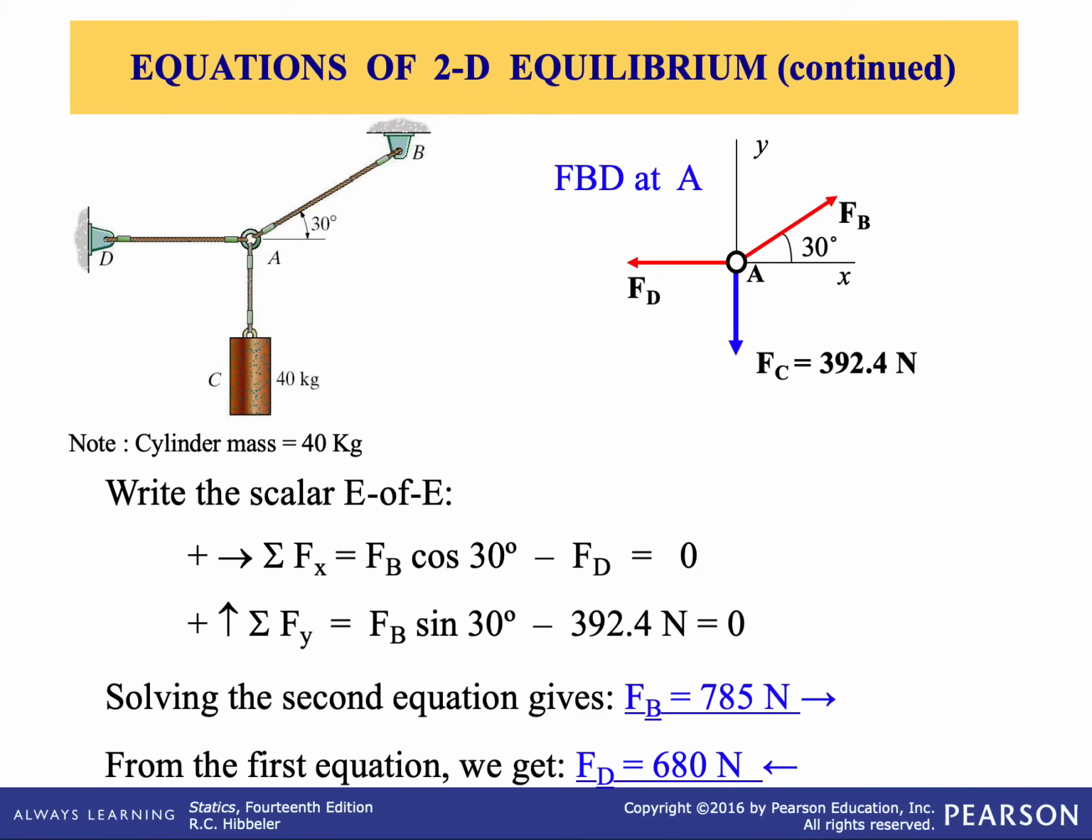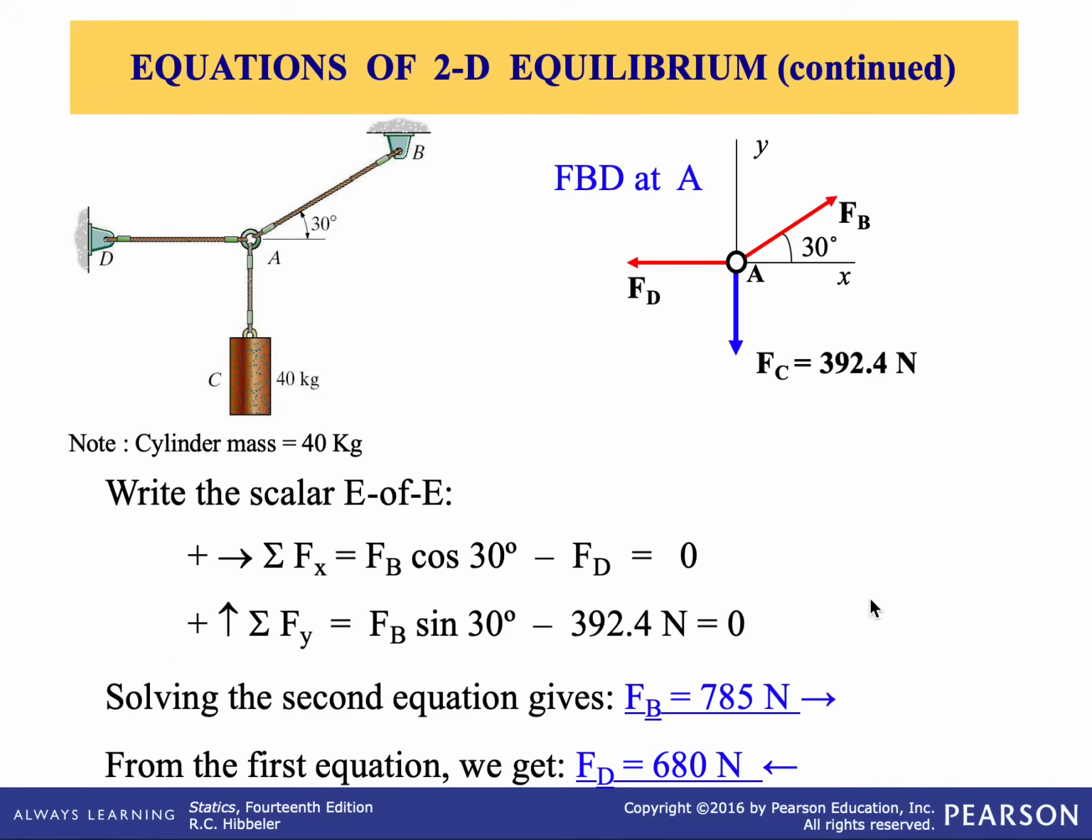Now going to the y-axis, we can see that I have the FC going down. And if you remember, FC is the weight of this cylinder, which is 40 kilograms multiplied by the gravitational acceleration, which is 9.81. And it's going down. So we're looking at the cable, right? It's pulling the cable down. So that's negative FC. If you remember from resolving FB, this one is FB cosine 30, and this one is going to be FB sine 30. So we will say FB sine 30 minus the 392.4 newtons should equal 0.